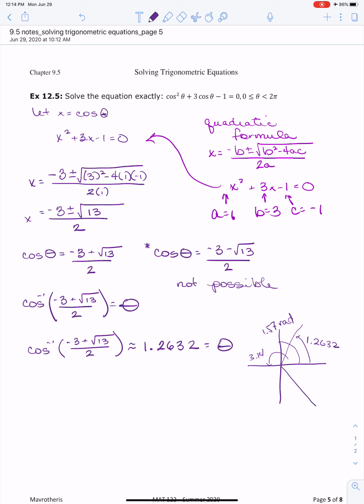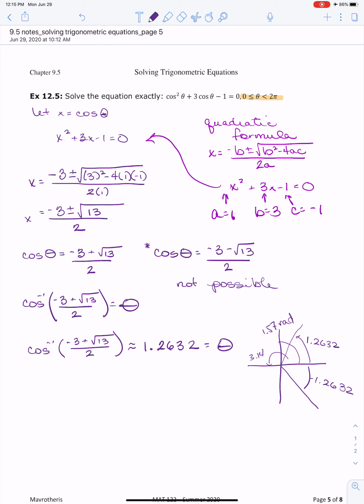I also need that this way, negative 1.2632. It would be nice if I could list my solution as negative 1.2632, but notice that that would not fall within our parameters there. I got to be between 0 and 2 pi, and going negative is definitely not in that interval.